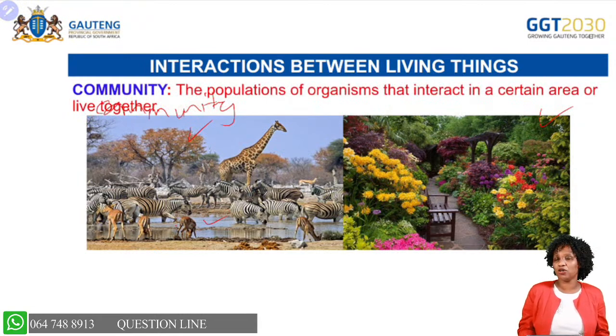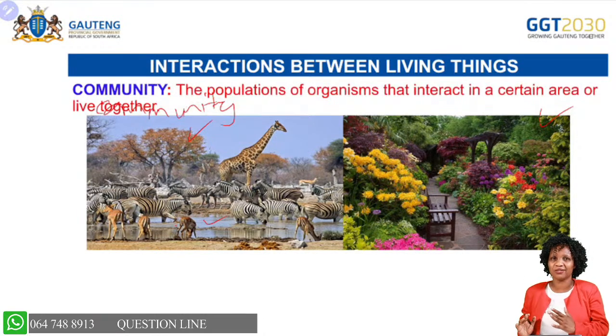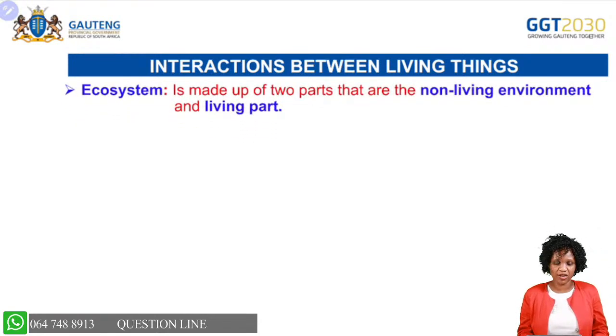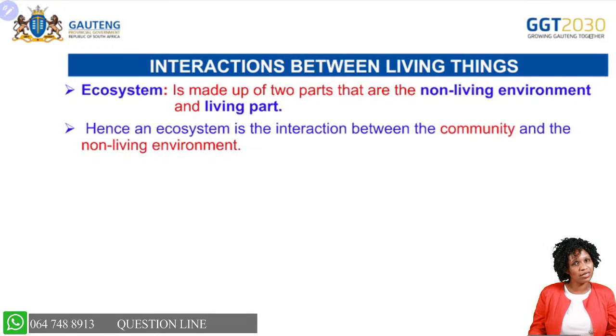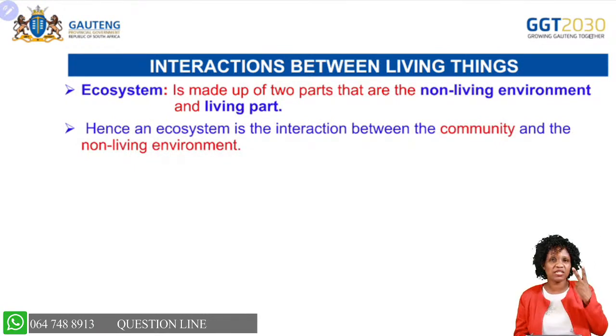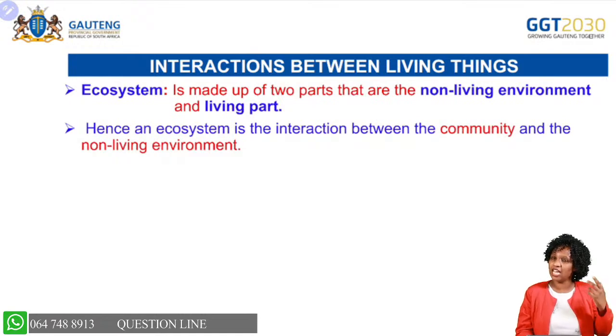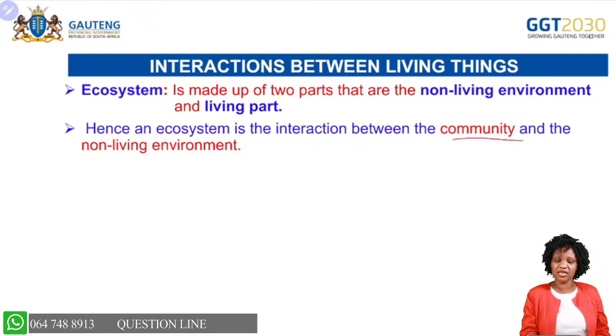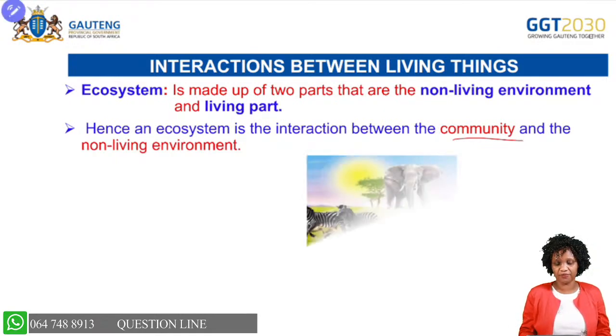And then what can we say about the community? The community is the populations of organisms that interact in a certain area or they live together. There are different populations in one area. That is a community. All right. And then interactions between living things. We've got ecosystem. Remember what we said about ecosystem. It is made up of what? It is made up of two parts. We've got the living and the non-living. All right. These are two parts. Hence, an ecosystem is the interaction between the community and the non-living environment.